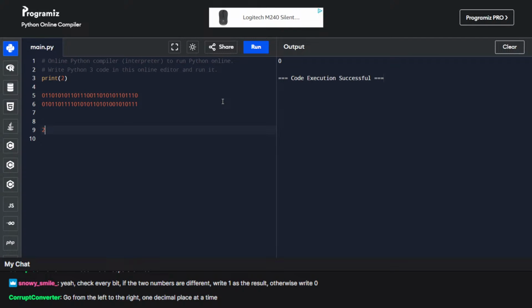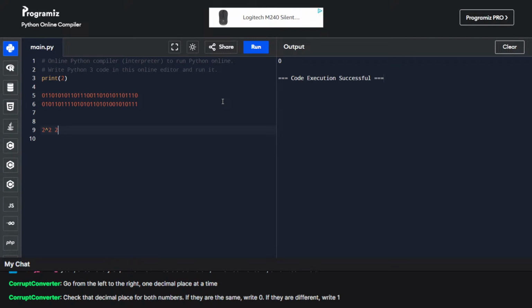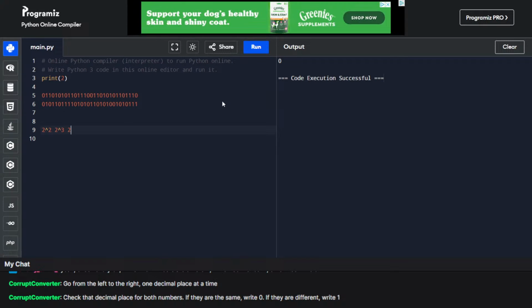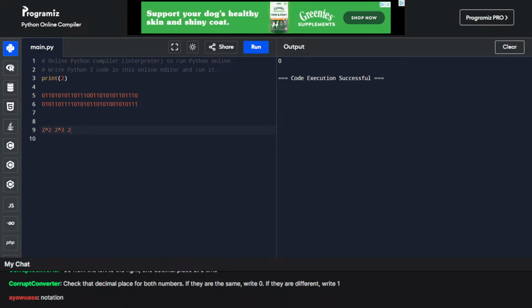What's the difference between... Like, what are we even doing? What's the difference between this and, like, what does it matter if you increase the number afterwards? Corrupt Converter says check that decimal place for both numbers. Huh? If they are the same, write 0. If they are different, write 1. Notation? You mean they mean the same thing?